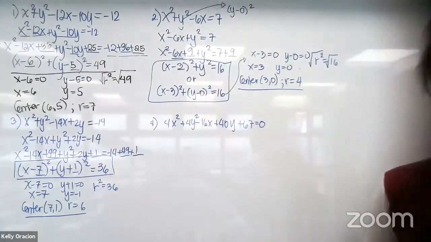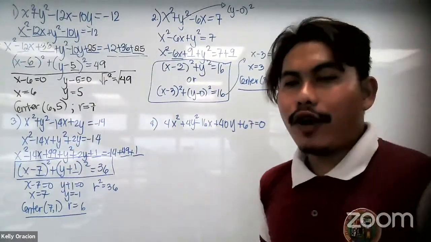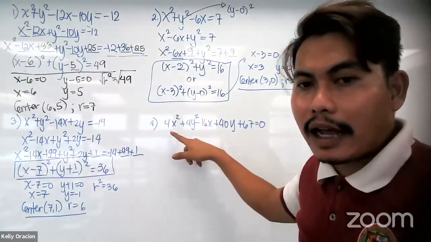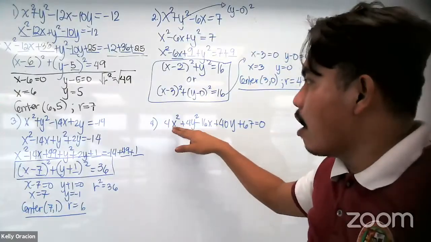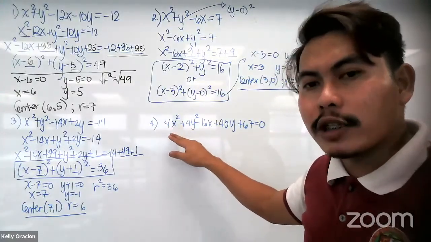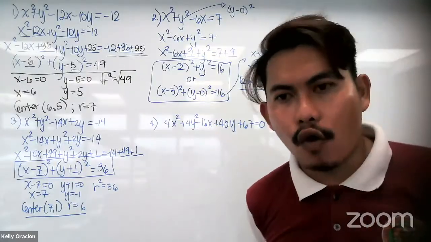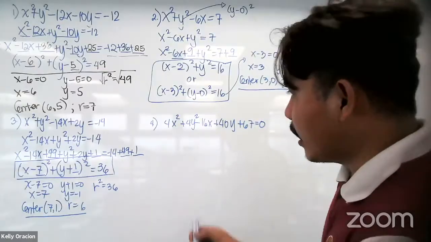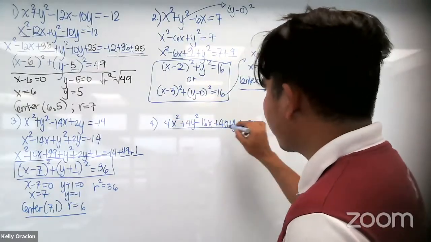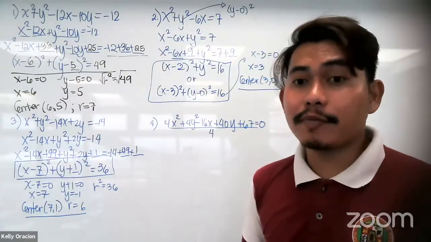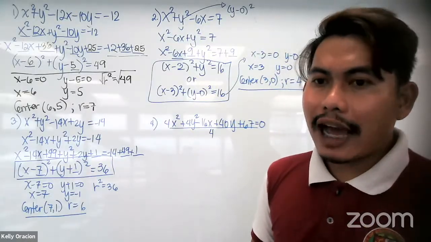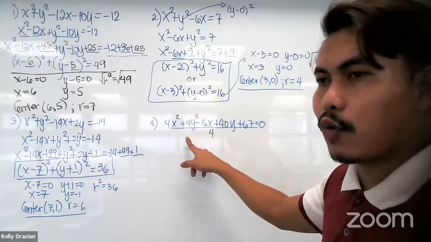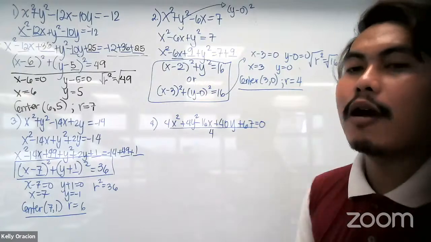Okay, class, for item number 4, since the x squared and y squared have a constant, which is 4, in order for you to solve it easily, you need to divide all of the terms by 4. Again, for item number 4, since x squared and y squared have the constant 4, divide all of the terms by 4.